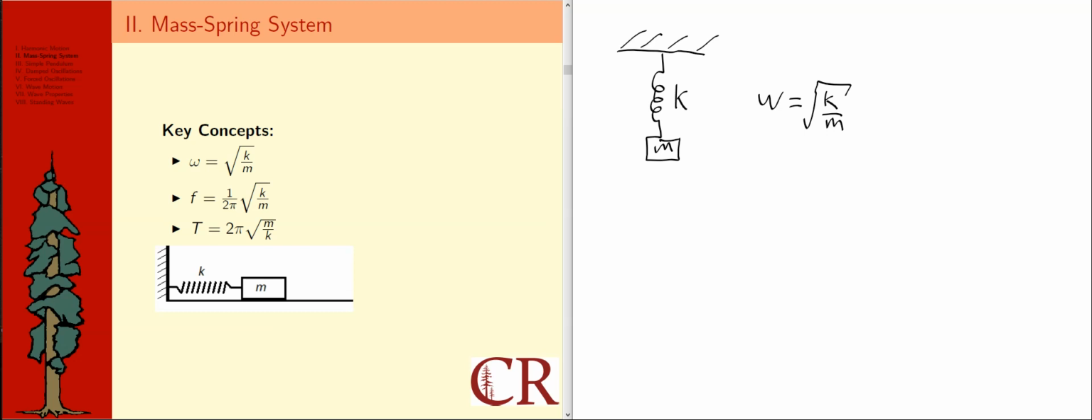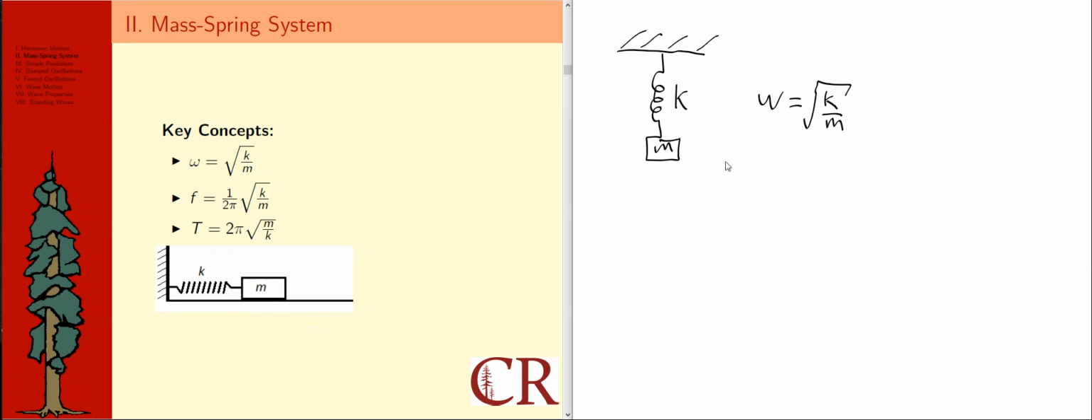A mass connected to a spring is probably the simplest example of physical harmonic motion. I have on the key concepts page a picture of a mass connected to a spring that is connected to a rigid wall. And there's the tacit assumption here that there's no friction and this mass is allowed to oscillate in a horizontal fashion. In terms of forces, this is the simplest picture.